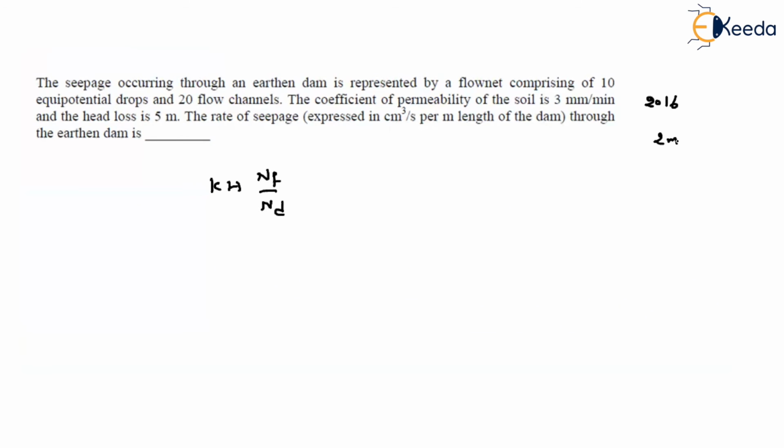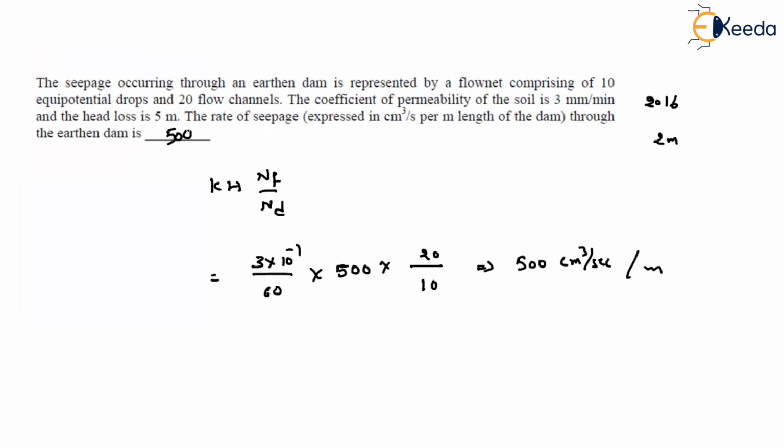See, all these very similar questions will come if at all this topic comes. K values are given in mm per minute, so let us convert into centimeter per second. That implies 3 into 10 to the power of minus 1 per minute. If I convert into seconds, divide by 60, into head loss 5 meter. Convert into centimeter, that means into 100, 500, into flow channels. Number of flow channels is given as 20. Equipotential drops are given as 10. That's it. As you are taking everything in centimeters, the final answer will be 500 centimeter cube per second per meter length of the dam. So the answer you will enter is 500.